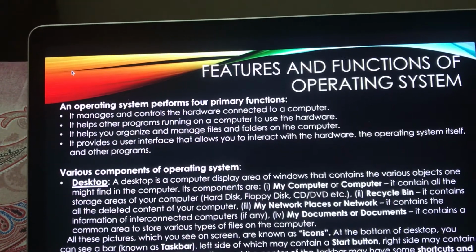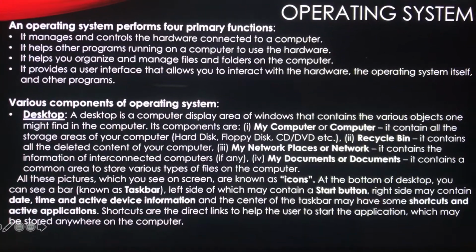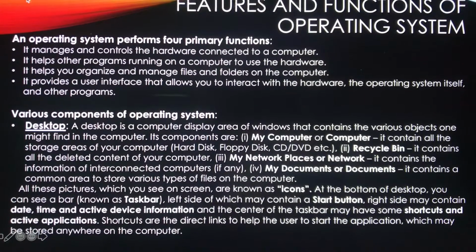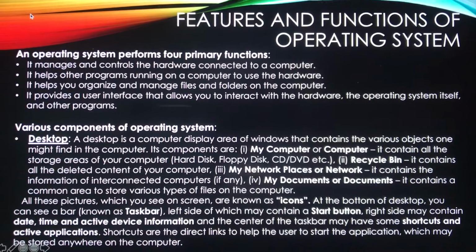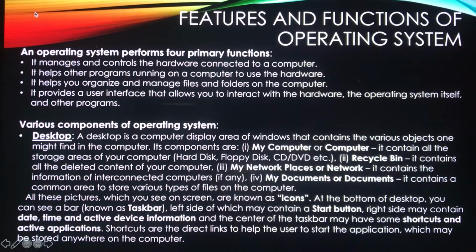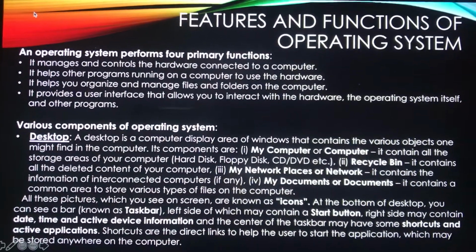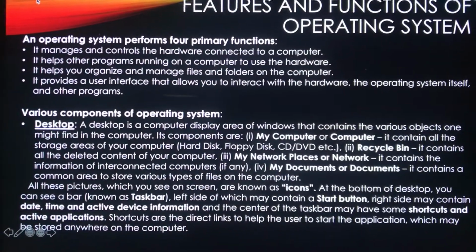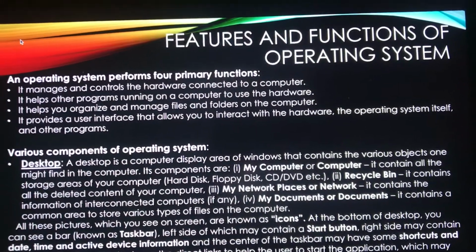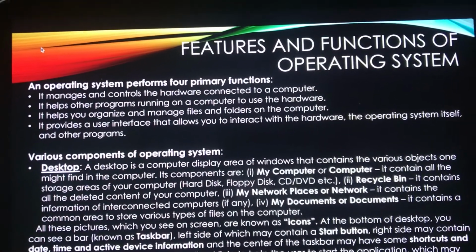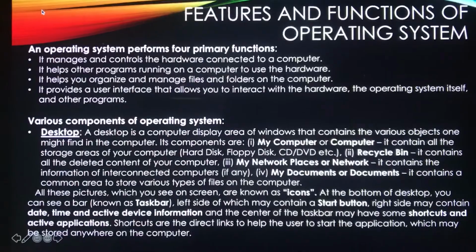So now let's talk about the various components of the operating system. The first one is your desktop. You all must be aware of it. Most of today's topics are things that you use every day while using your laptop or PC, so I'm just going to give you a proper definition for all of these. So the first component is your desktop. A desktop is a display area of Windows that contains the various objects one might find in the computer. It's more like a welcome screen.